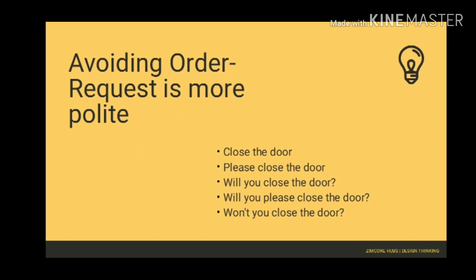And we have some sentences here. The first one: close the door. Second one: please close the door. And then, will you close the door? And then, will you please close the door? And the last one, won't you close the door? Which one do you think is more polite from these sentences?